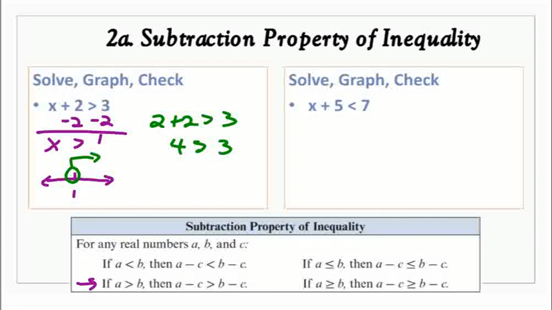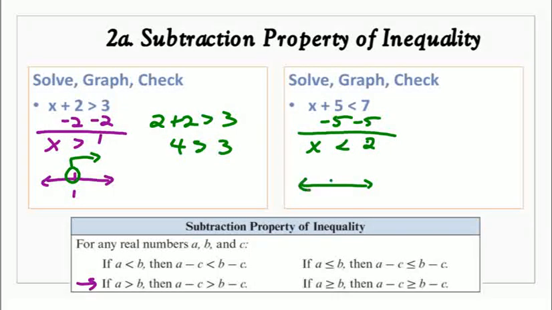Next one, the opposite of adding 5 is subtracting 5. So I subtract 5. I have x is less than 2. Number line. Put 2 down. It doesn't have the equal to, so it's just less than, so open circle to the left. Check my answer now. Number less than 2, I'll choose 1. 1 plus 5 has to be less than 7. 1 plus 5 is 6. 6 is less than 7. So x is less than 2 is correct.